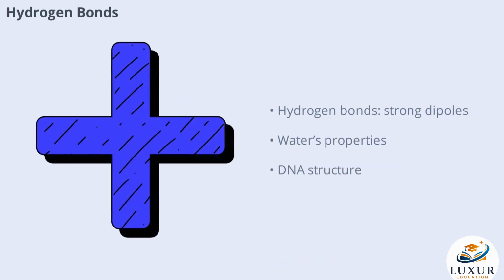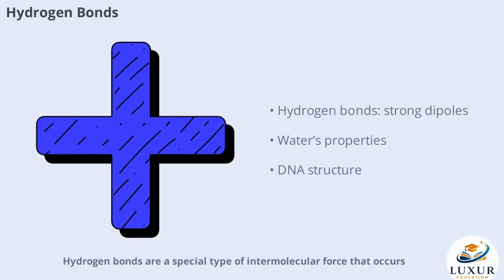Hydrogen bonds are a special type of intermolecular force that occurs when hydrogen is bonded to a highly electronegative atom like fluorine, oxygen, or nitrogen. These bonds are much stronger than typical dipole interactions and are responsible for many of water's unique properties, like its high boiling point and its ability to dissolve many substances. Hydrogen bonds also play a crucial role in the structure of DNA and proteins.